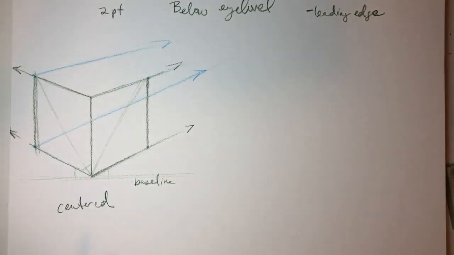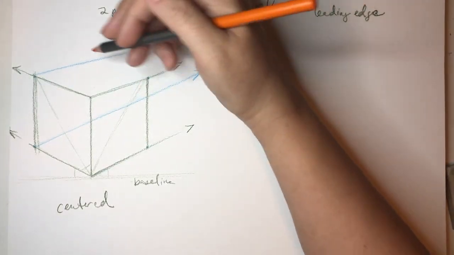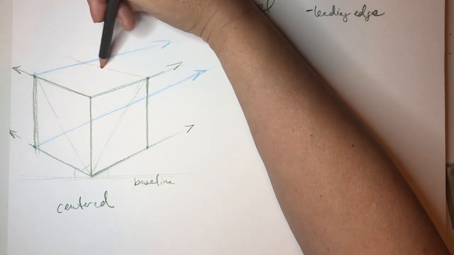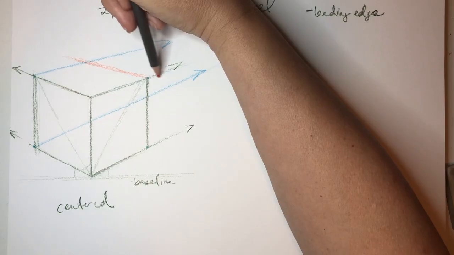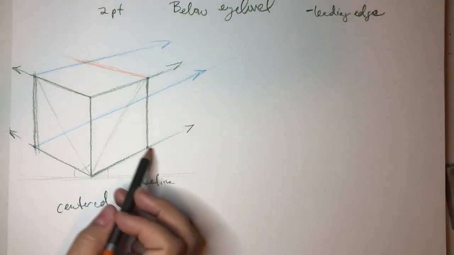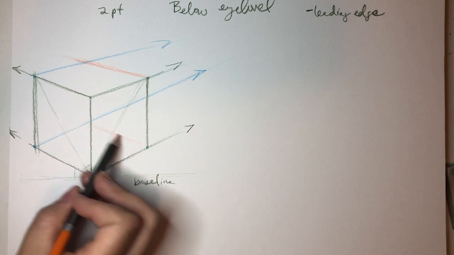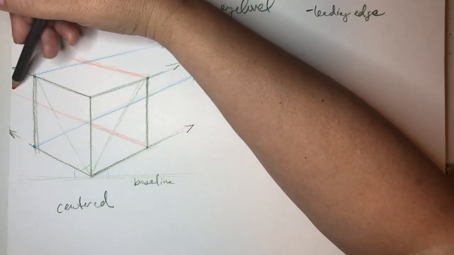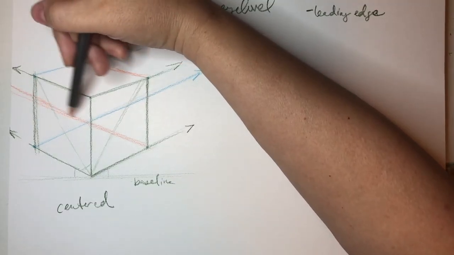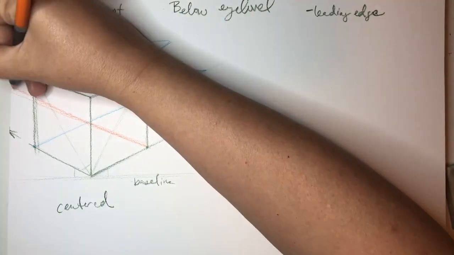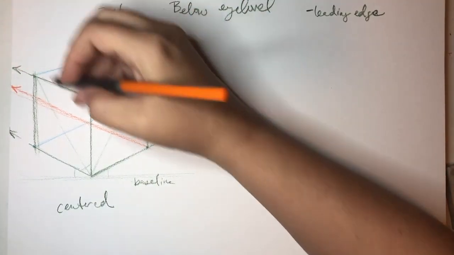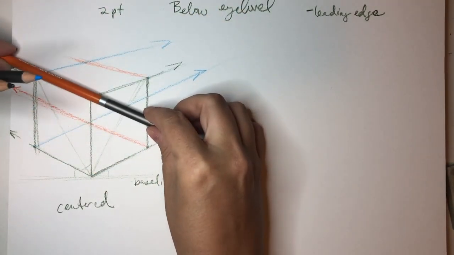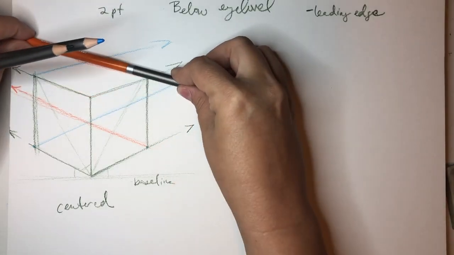Now I repeat for the other side. Use my orange one. So I'm going to connect this to the other vanishing point. And this way as well. Again, I'm going to extend this line. That looks a little too flat. I'm extending it pretty far because it's easier to compare to this line. It needs to be very similar to that one, but slightly converging.